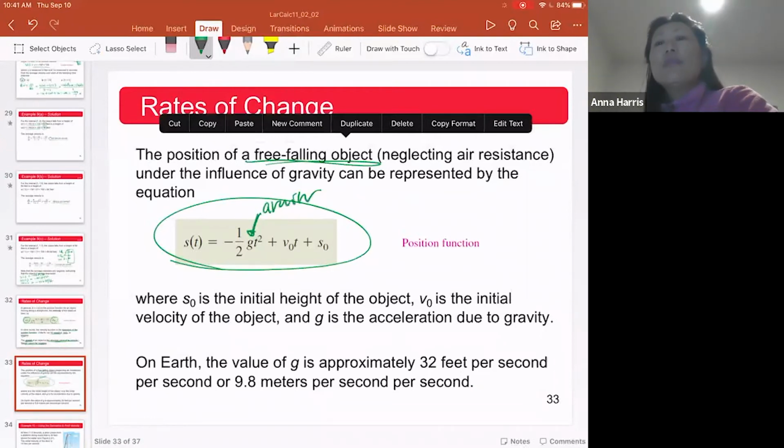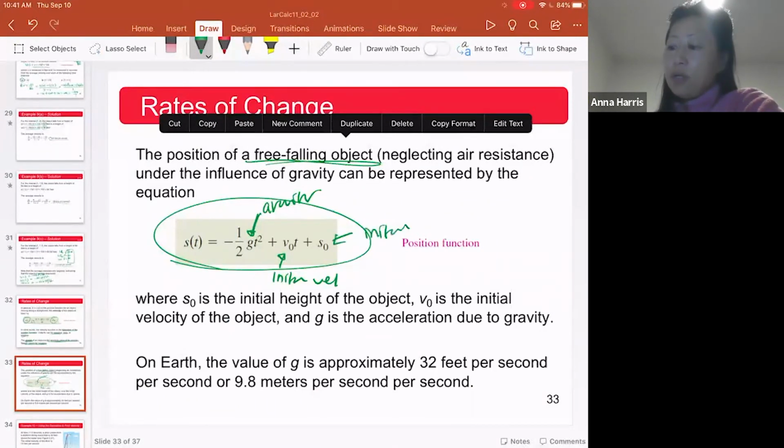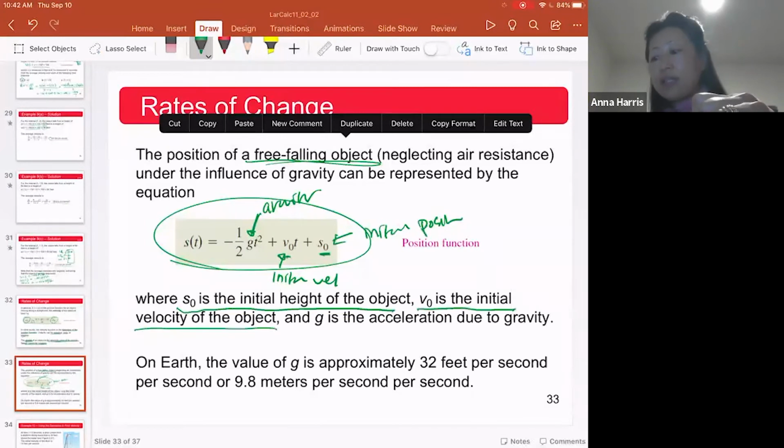T squared plus V naught means initial velocity. S naught means initial position. Whenever you put the naught, like 0 here, that means initial position, initial velocity. That's what naught means, okay? So S naught is the initial height of an object. V naught is the initial velocity of the object. G is the acceleration due to gravity. I gave you what that means.